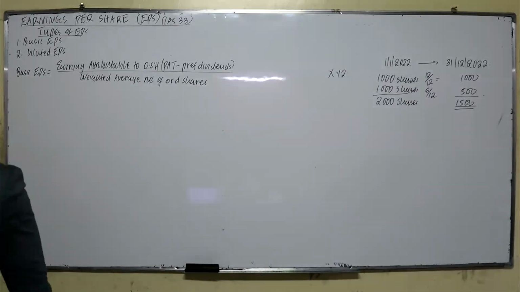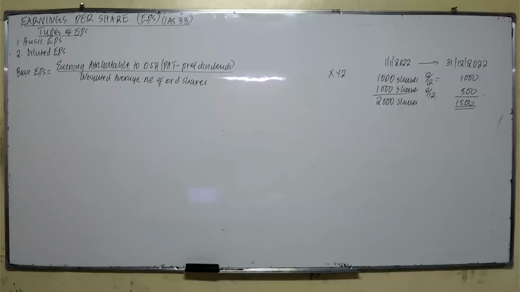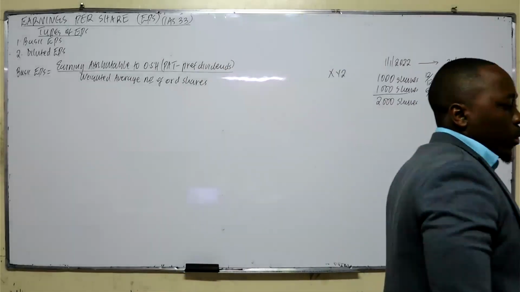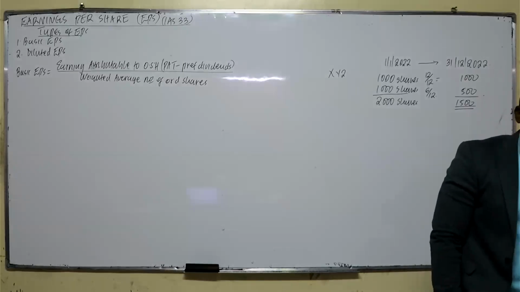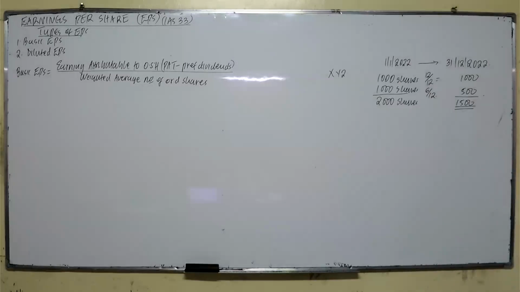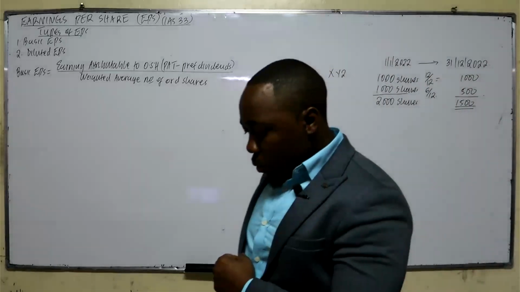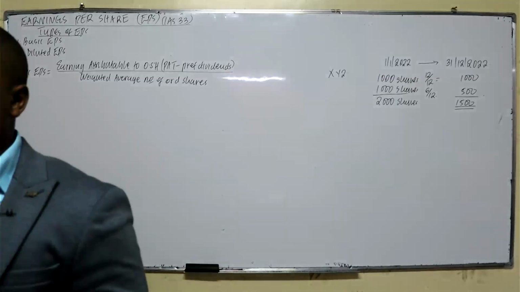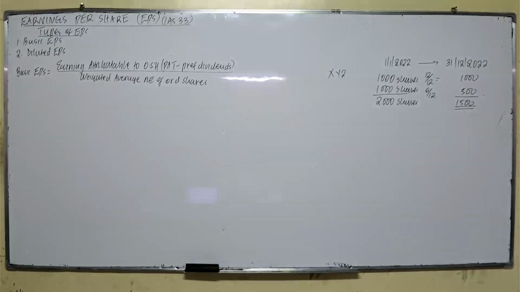Write another paragraph here to say that weighting of shares is an activity whereby the shares outstanding at the beginning of the period are adjusted with shares issued during the accounting period. Full stop.